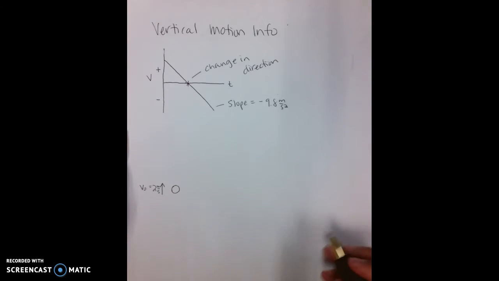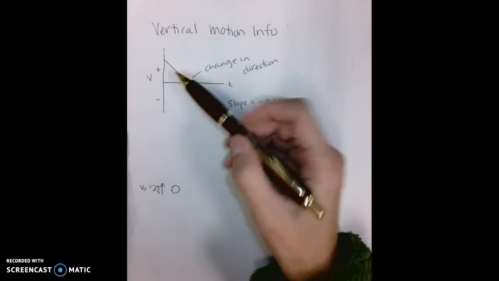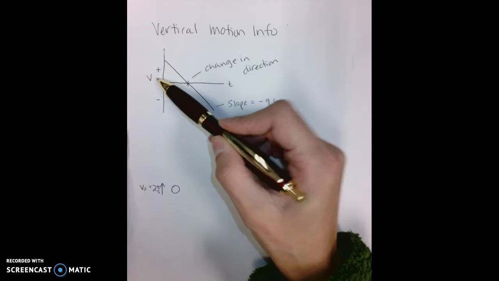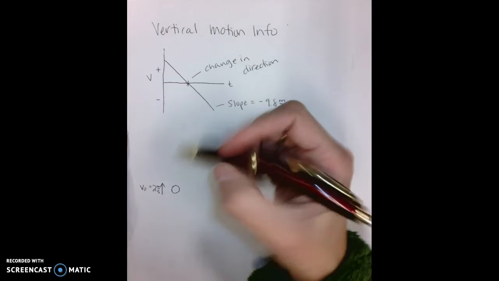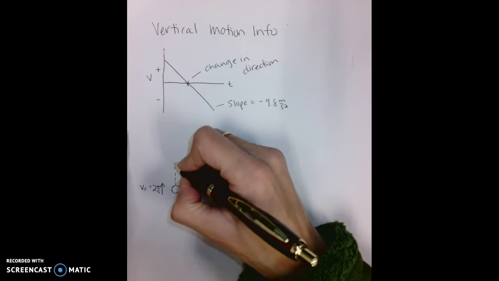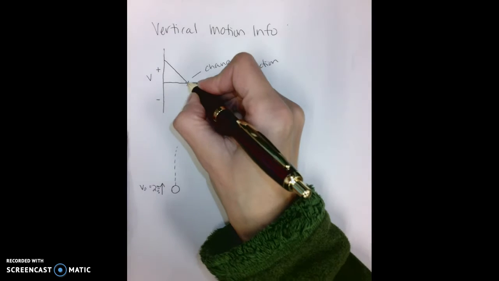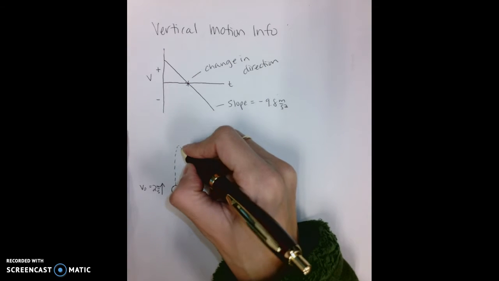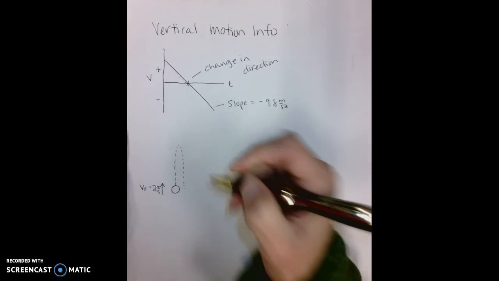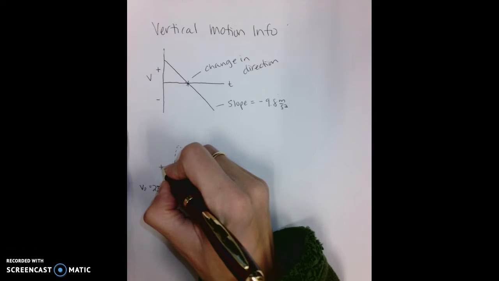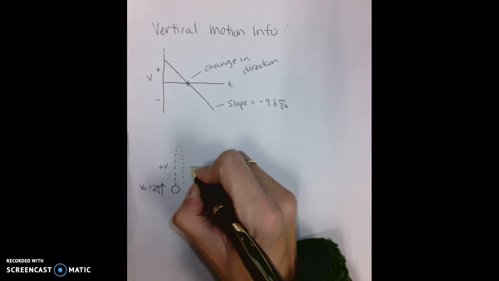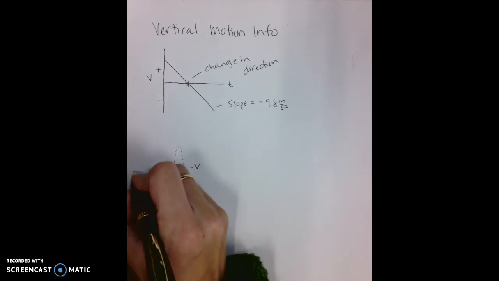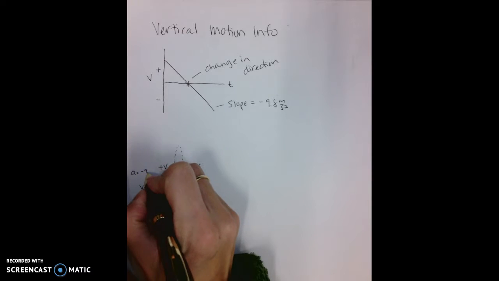If I sketch the path that this ball is going to take, well, according to my velocity time graph, it's going to slow down because the velocity is going towards zero. And at the peak of its height, it's going to turn around, and then it's going to speed up, but in the negative direction. So at this point, I've got a positive velocity over here, and over here I have a negative velocity. And on both sides, my acceleration is equal to negative 9.8.